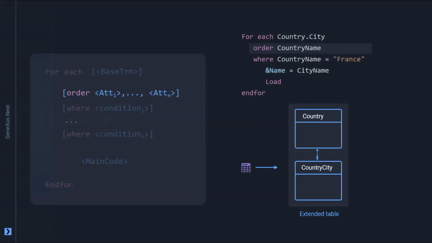Using the order clause, we can indicate the criteria by which to sort the information returned by the for each. The order can be based on attributes from the base table of the for each, or from its extended table. It is possible to sort by a single attribute or by multiple attributes. If no order clause is written, except in specific cases, a for each command will always choose to have its base table run through according to its primary key, for which an index is always created.